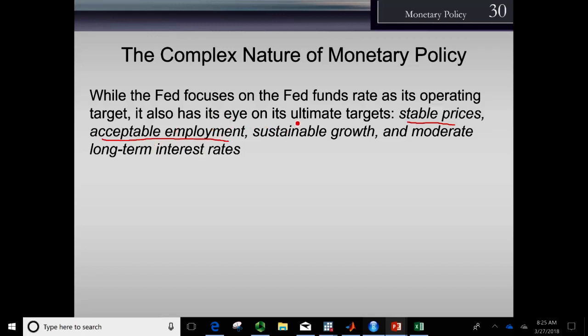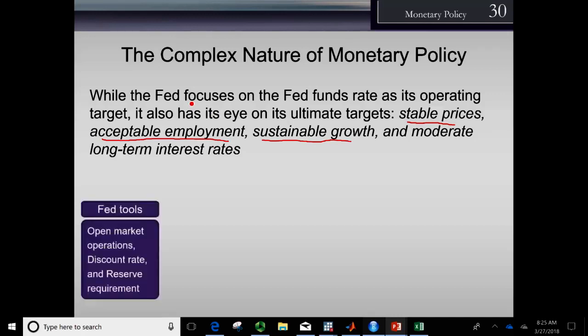So what they want as a target is they have a number of different targets that they're trying to hit. Primarily, they're really looking at stable and predictable inflation at about 2% and an unemployment rate that's close to the target rate of unemployment, right? And good monetary policy is consistent with sustained long-run economic growth and moderate long-term interest rates, which encourage long-term investment.